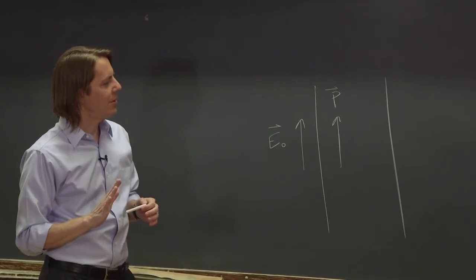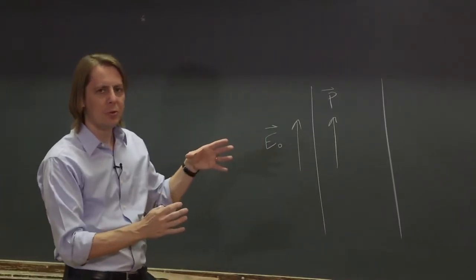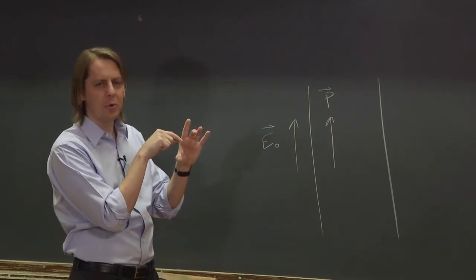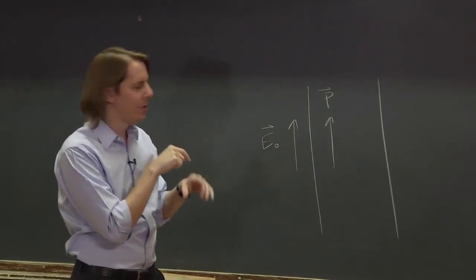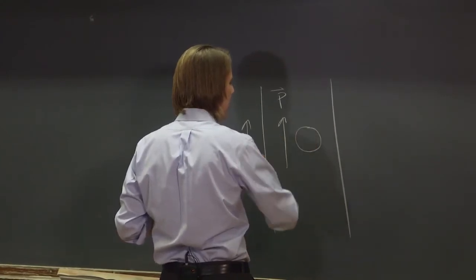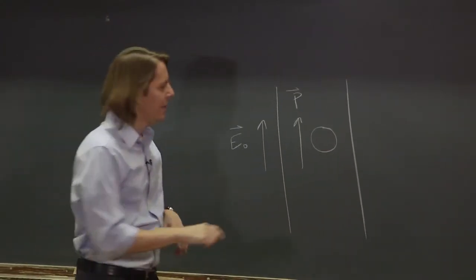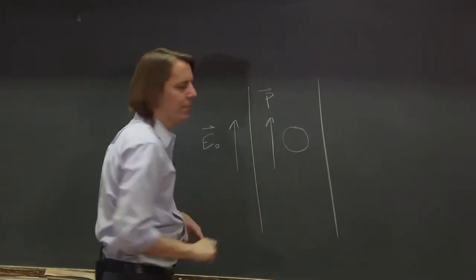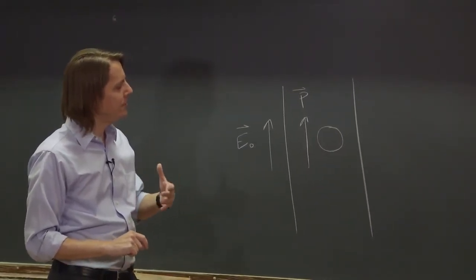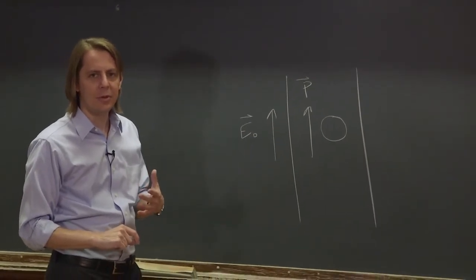So the way you think about it is you have to go from this bulk description to a microscopic description. You have to think, what happens to this one individual little atom? So you imagine an empty little sphere inside the material. This empty sphere is where that atom would have been. And you ask yourself, what is the field inside that empty little sphere?